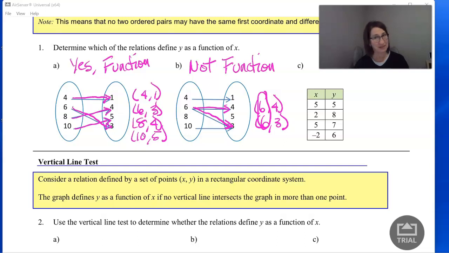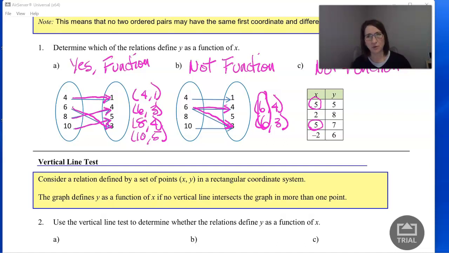What do you think about C? Give you a minute to think about it. When you look at C and you look at your x values, you can see that the 5s are being repeated. So it is not a function. Rather easy way to find out whether a set is a function or not. Well, that's very simple for a finite set.